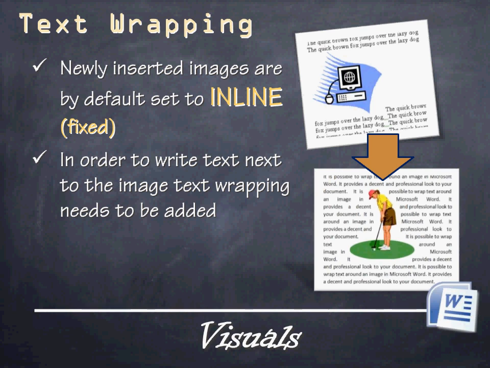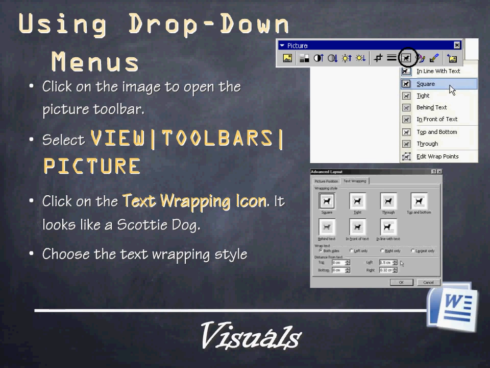This can be appropriate in some cases, but in most cases you want to wrap your text around the picture. Make it seem as if the text just flows around the picture. And this is text wrapping, and you can do all sorts of text wrapping using Microsoft Word. To text wrap using the drop down menus, you're going to click on the actual image in your document. You're then going to click on View, then Toolbars, and Picture.